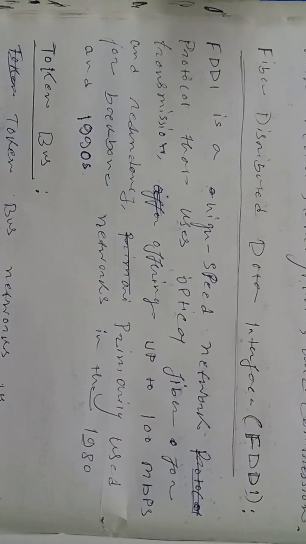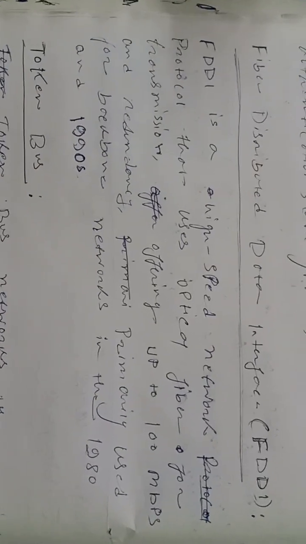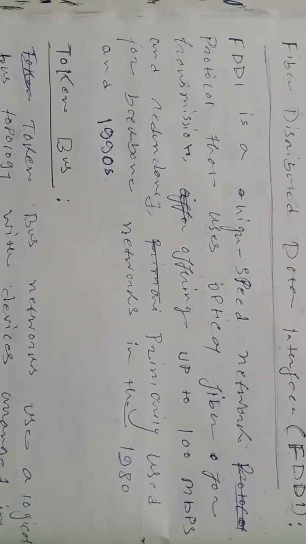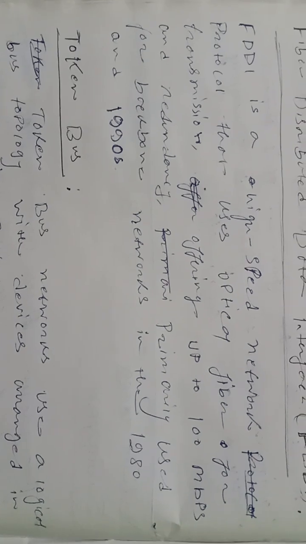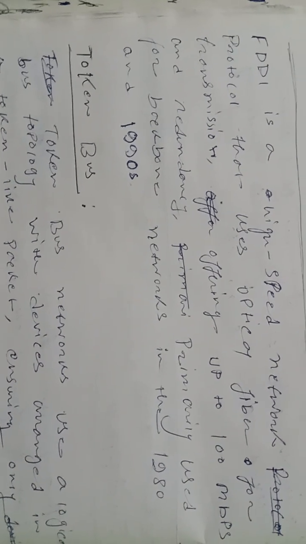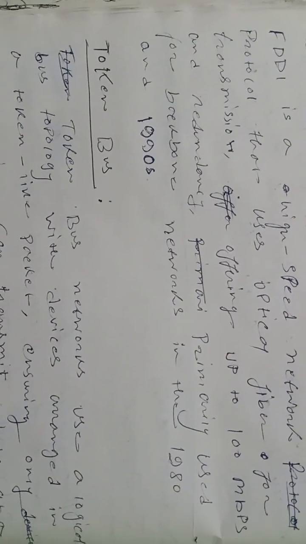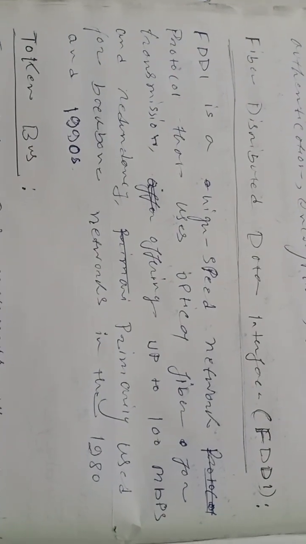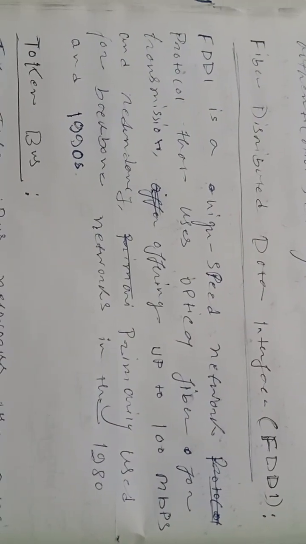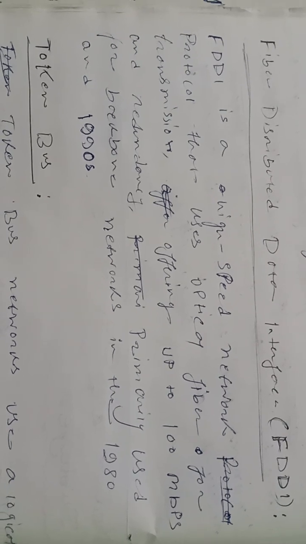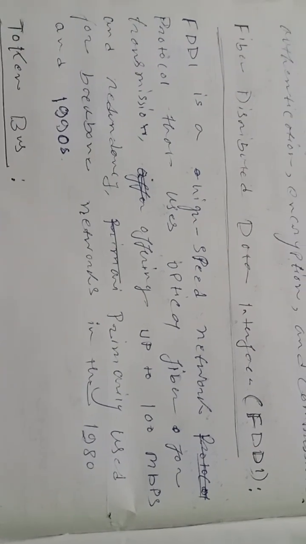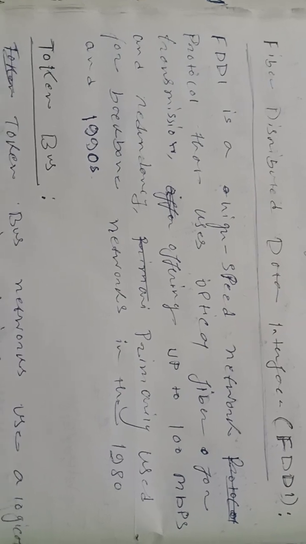Then we will come to the Fiber Distributed Data Interface, or FDDI. FDDI is a high-speed network protocol that uses optical fiber for transmission, offering up to 100 Mbps and redundancy, primarily used for backbone networks in the 1980s and 1990s.